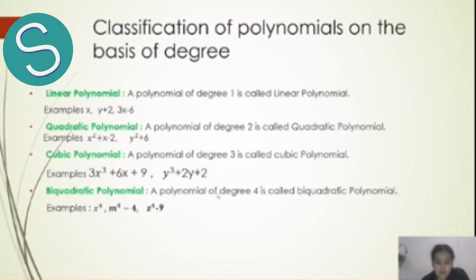Next, a polynomial of degree 4 is called a biquadratic polynomial. Example: x to the power 4, m to the power 4 minus 4, z to the power 4 minus 9.